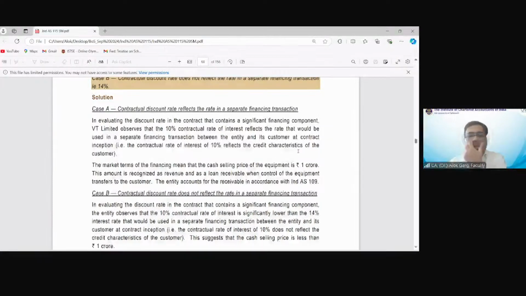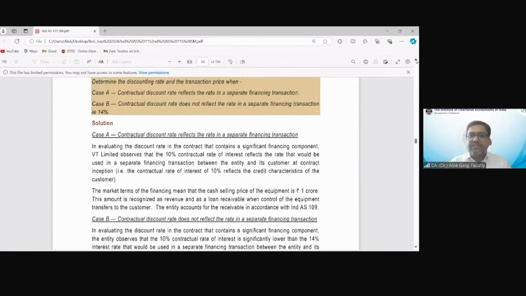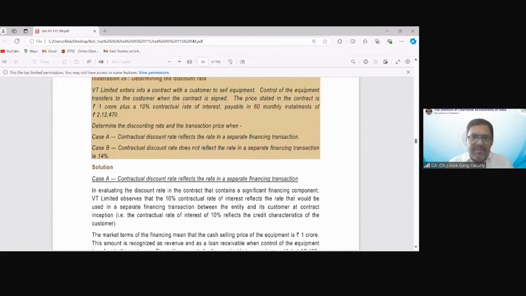This is clear, sir. So is there any problem in case A? No, no problem with case A. It's just that they have discounted the payments at 14% in the new case. Coming to case B, let me read case B.